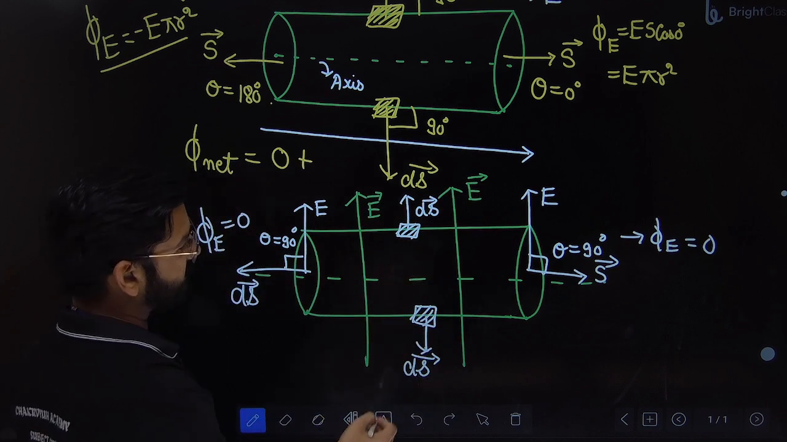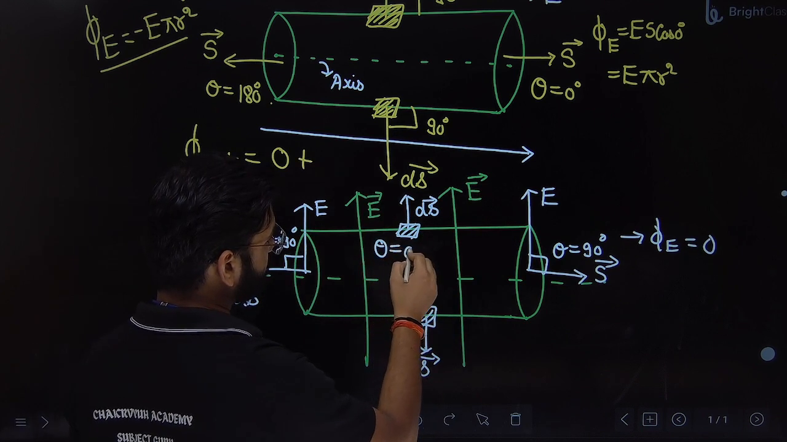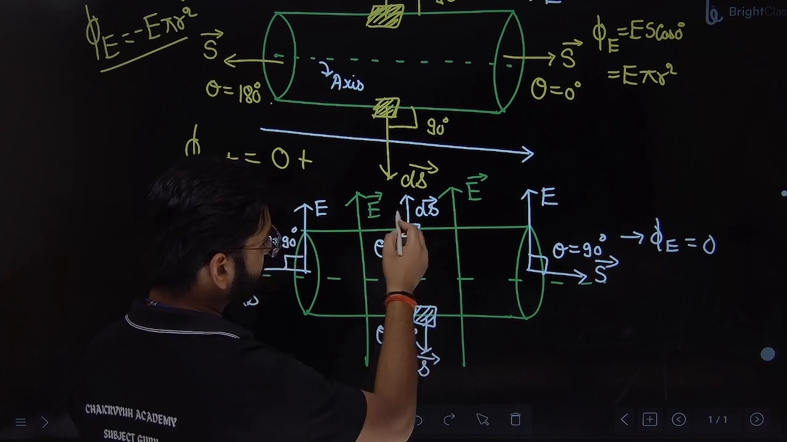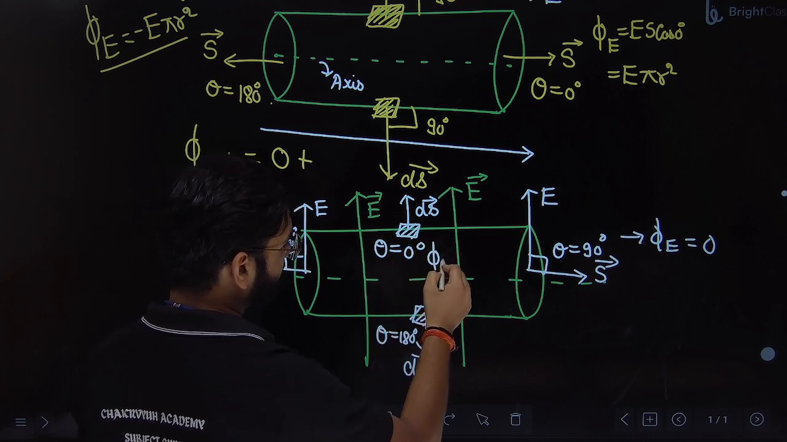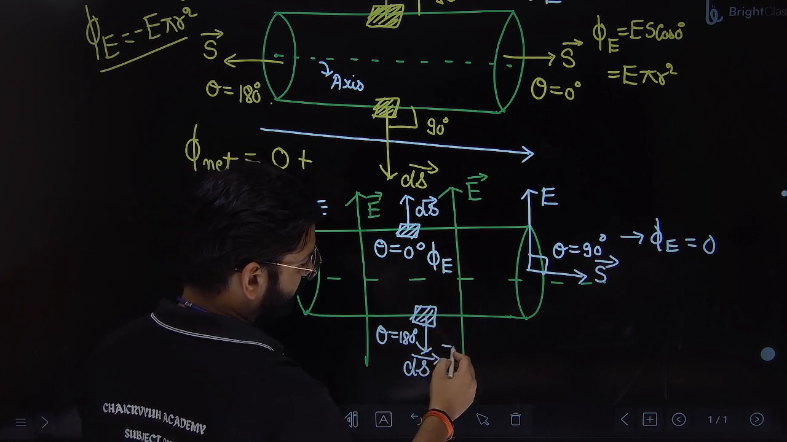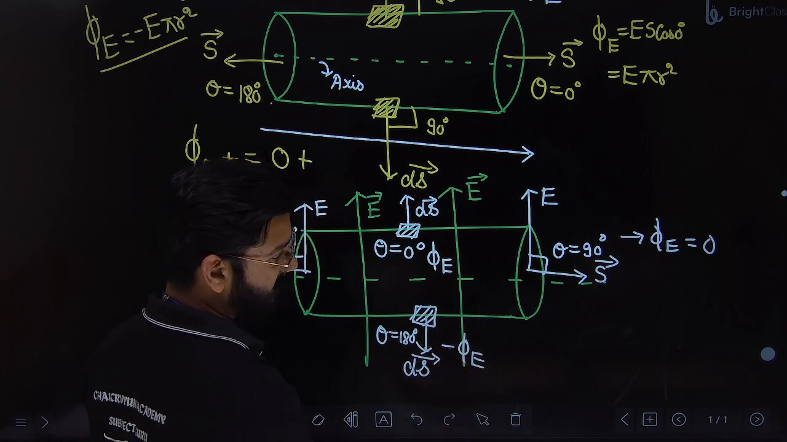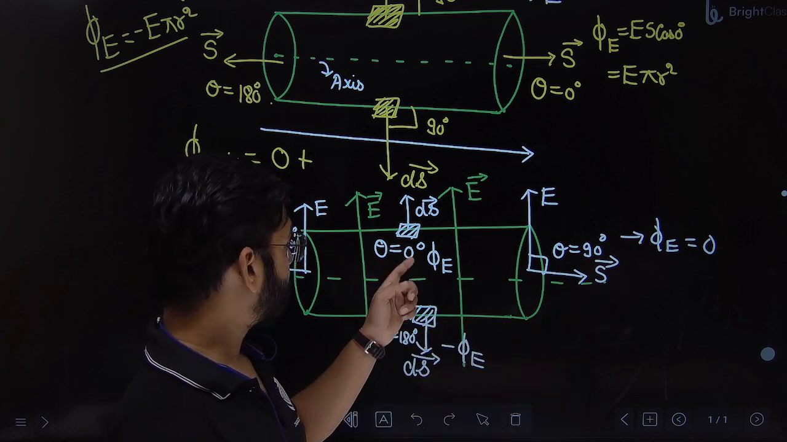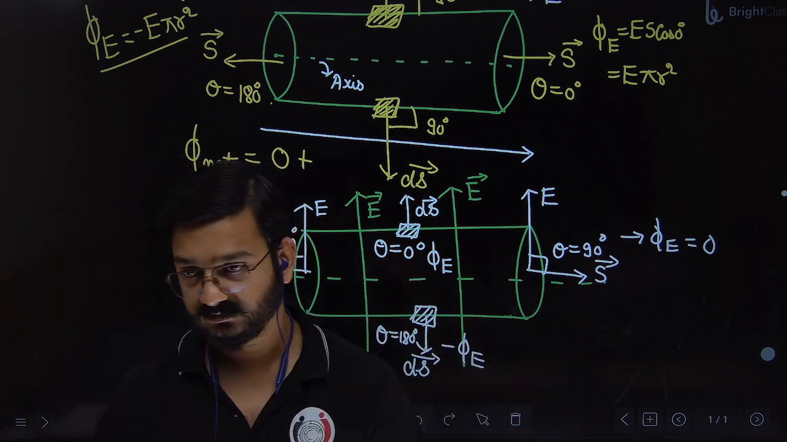And here what will happen? What is the angle in this case? 0. In this case, 180. So if the flux is phi e here, what will be the flux here? Minus phi e. So what will be the total? 0 plus 0, then this plus this is 0.